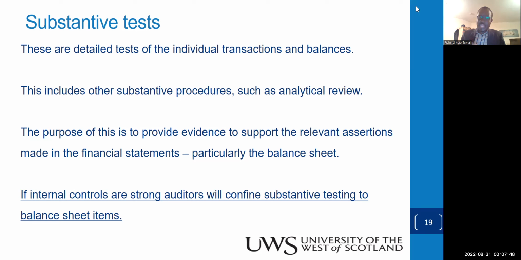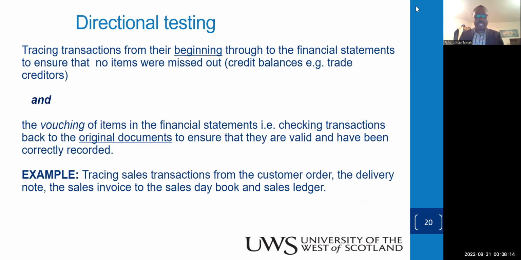So like I said, if internal controls are strong, we will confine substantive testing to only balance sheet items. Income statement we will not do, or even if we do, just a few, okay? So substantive testing is the detailed one. If the control system is seen to be weak, then we are going to do a comprehensive substantive testing, detailed testing of the account balances.